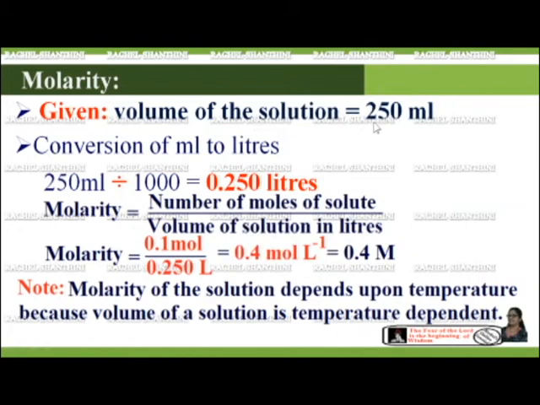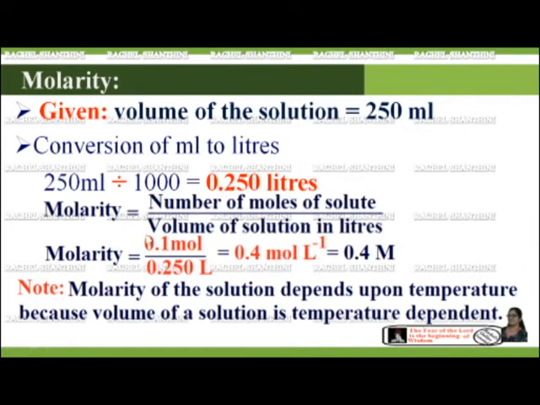Volume of the solution, they have given 250 ml. So we need to convert the ml to liters, because in the formula, molarity equals number of moles of the solute upon volume of the solution in liters. So we need to convert into liters. To convert milliliters to liters, we need to divide by 1000. So 250 divided by 1000, we get 0.250 liters.